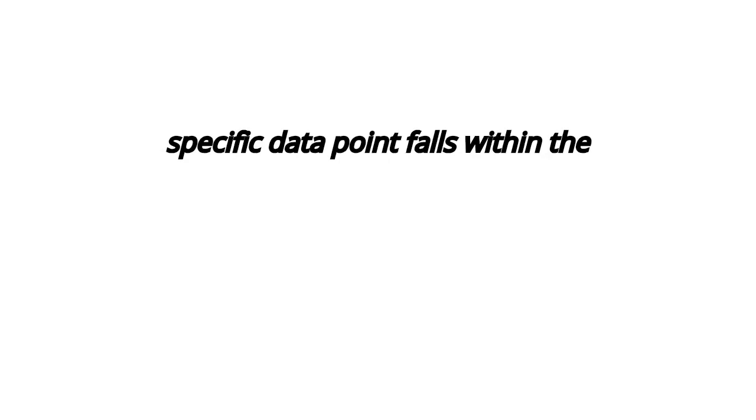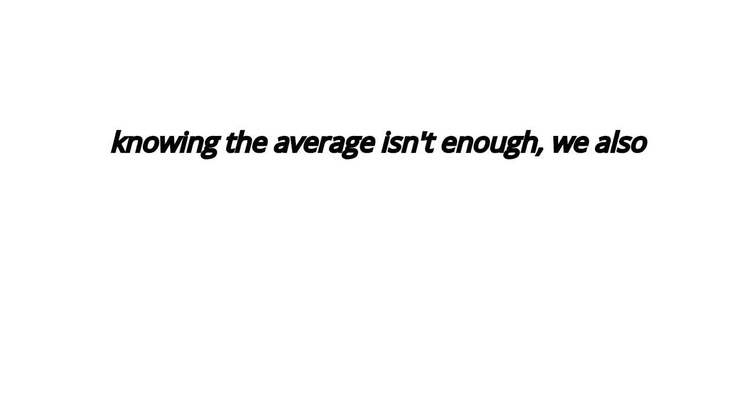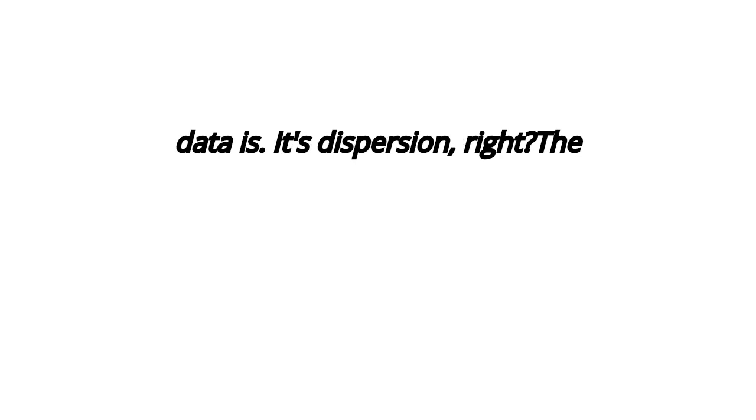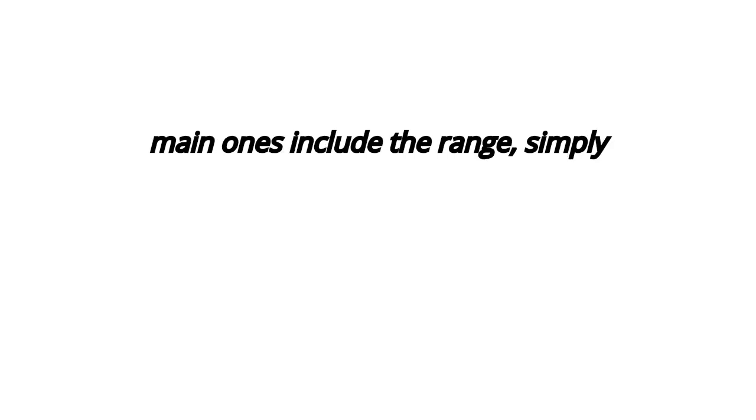Okay, so quantiles help us see where a specific data point falls within the broader distribution, crucial for relative comparisons. Precisely. Now, knowing the average isn't enough, we also need to understand how spread out the data is, its dispersion. Right, the variability. What are the key measures of dispersion we should be familiar with? The main ones include the range, simply the difference between the highest and lowest values.